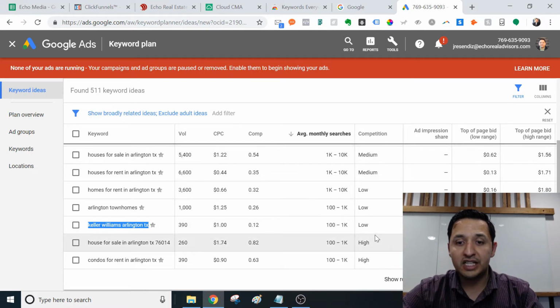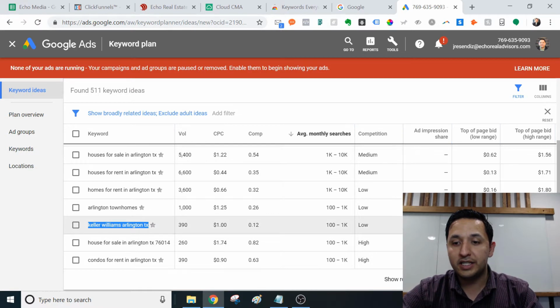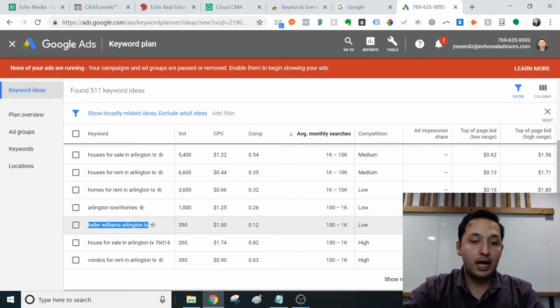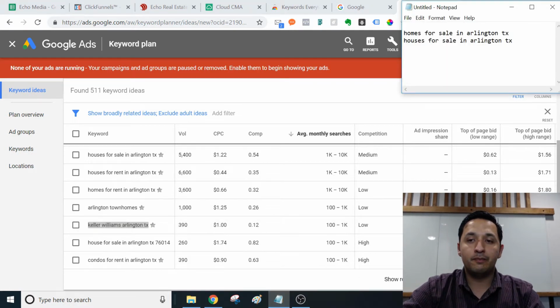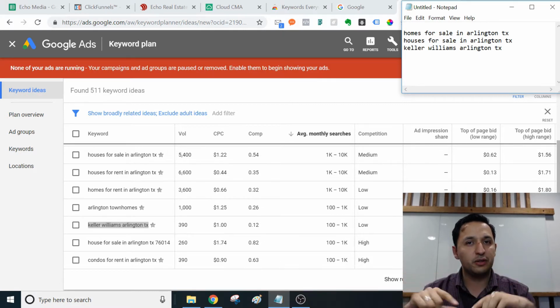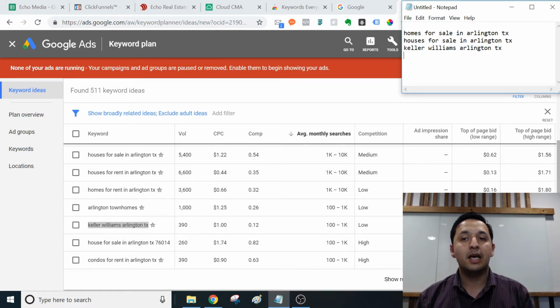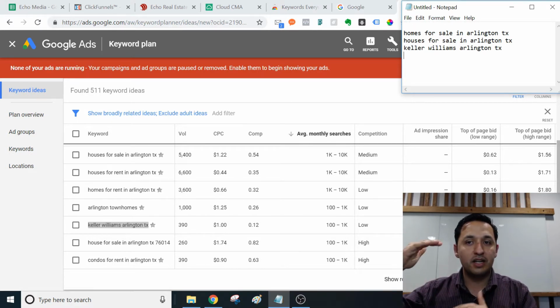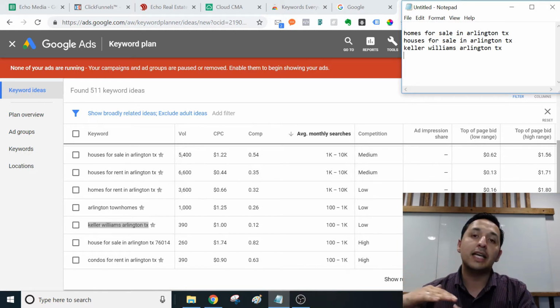Considering that the competition is low and the range is 38 cents on the low end, 65 cents on the high end, and average monthly searches are between 100 and 1,000, I'm going to go ahead and pick that up. That phrase alone is not going to bring in the volume that I'm seeking. But in aggregate, if I put enough keywords and key phrases in this campaign, it's going to show up with regularity.